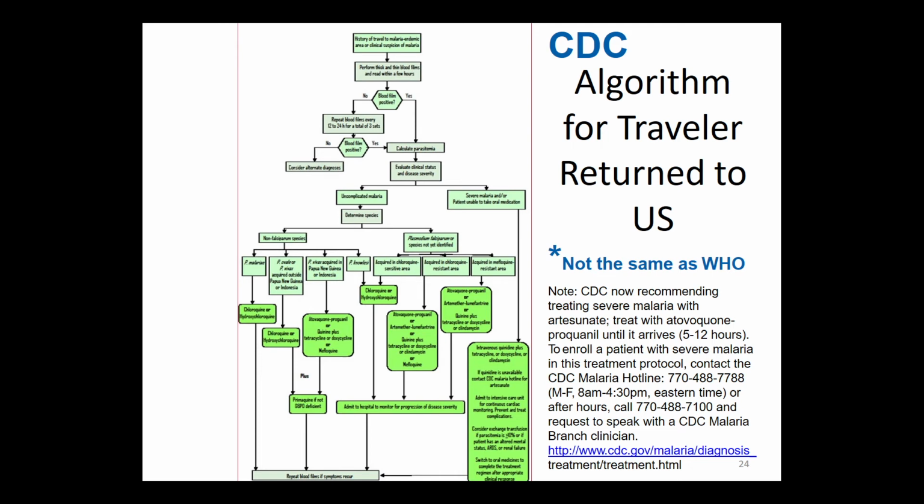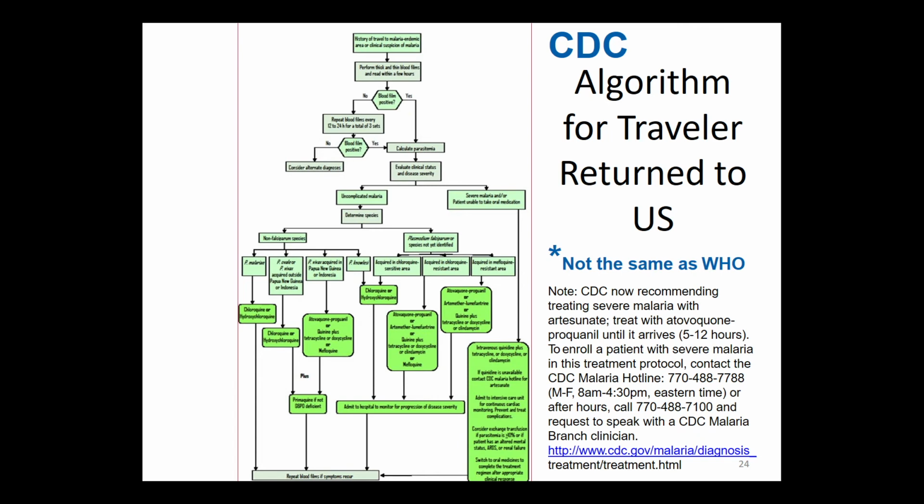Then perform thick and thin blood films and read within a few hours, and if the blood film is positive, you calculate parasitemia and evaluate clinical status and disease severity. If the blood film is negative, it's not the end: you repeat blood films every 12 to 24 hours for a total of 3 sets, because there may be low parasitemia in the first blood film and the laboratory doctor may just not notice it. Then, if the blood film is still negative, you think of some other diagnosis.